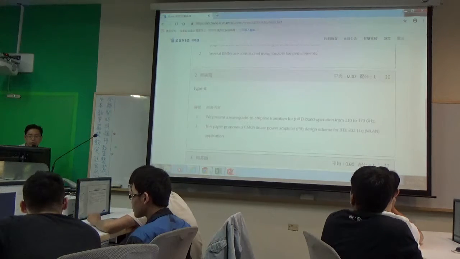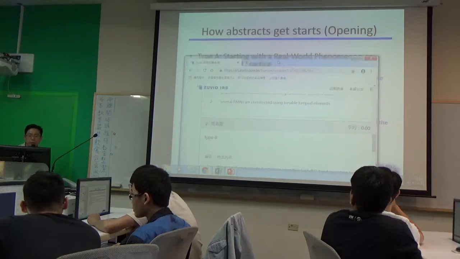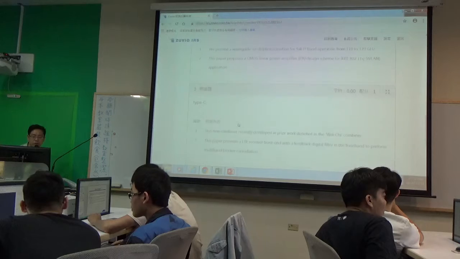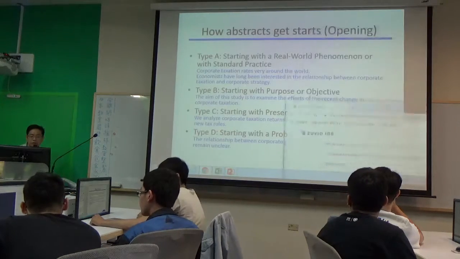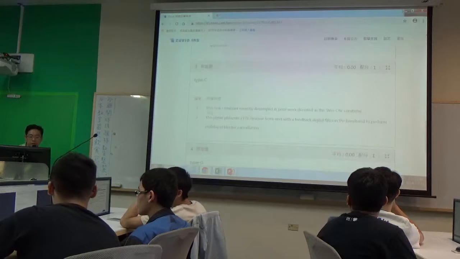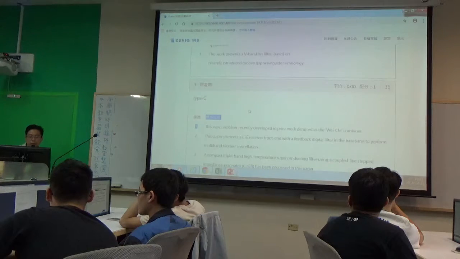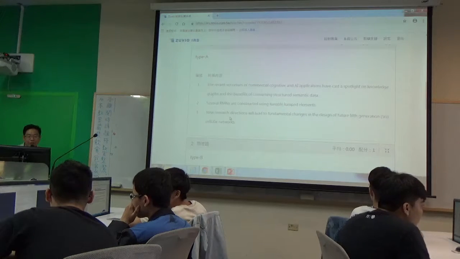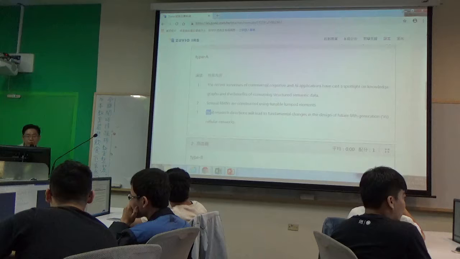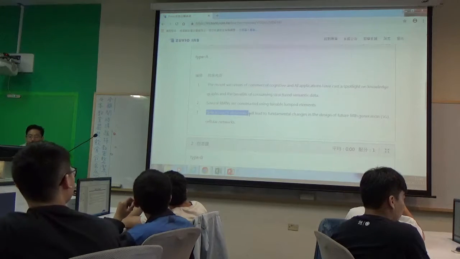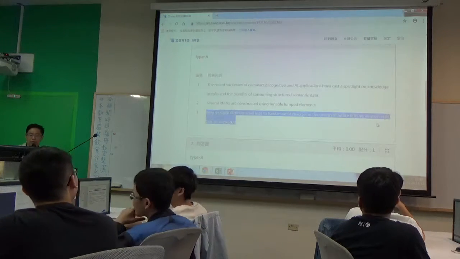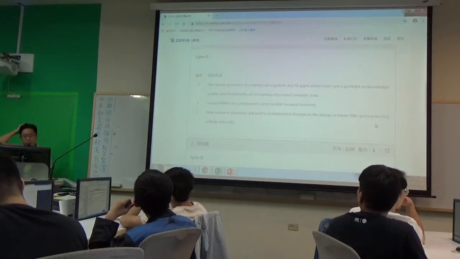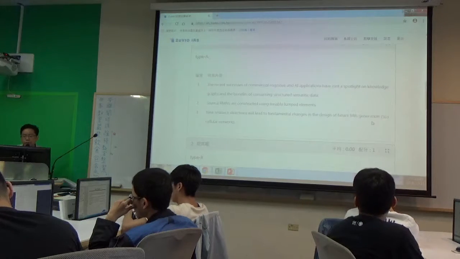Fine. So for type B, the purpose, we present something. This paper proposed. This is easy. And type C starts with the action. Type C, this new resume. Let me look at this. New research direction will need to change. New research direction will lead to fundamental changes in design in the future.